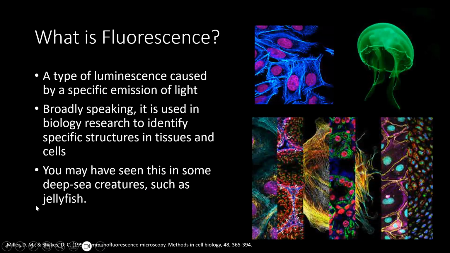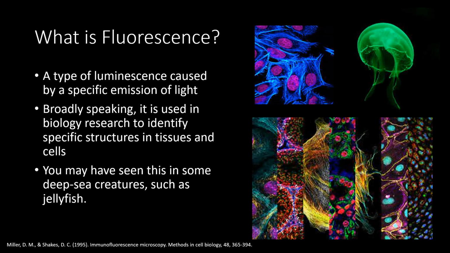I'm going to start by taking a step back. You might be wondering, what is fluorescence? Well, fluorescence is a type of luminescence caused by a specific emission of light. Broadly speaking, it's used in biology research to identify specific structures in tissues and cells.